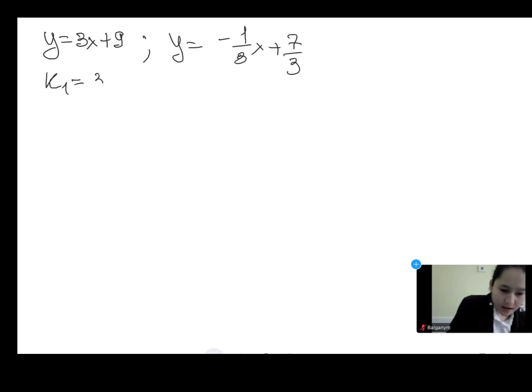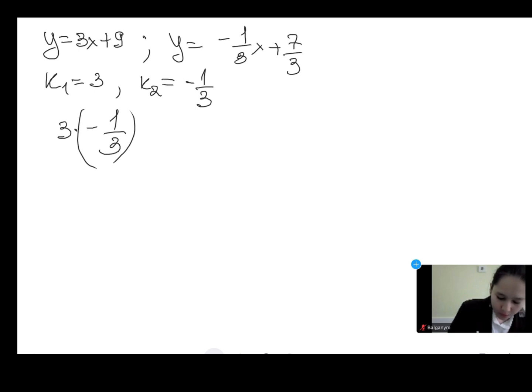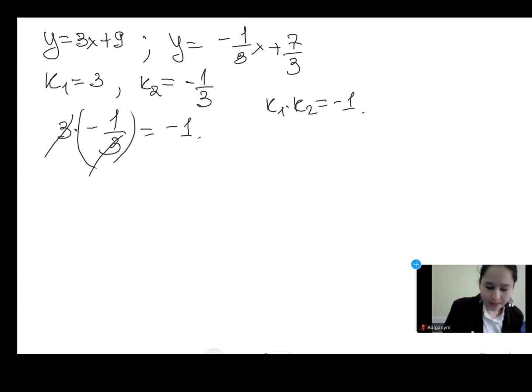K first is 3, k second is minus 1 over 3. And now 3 multiplied by minus 1 over 3. We can simplify this, and it's equal to minus 1. And this proves that k first times k second is equal to minus 1.